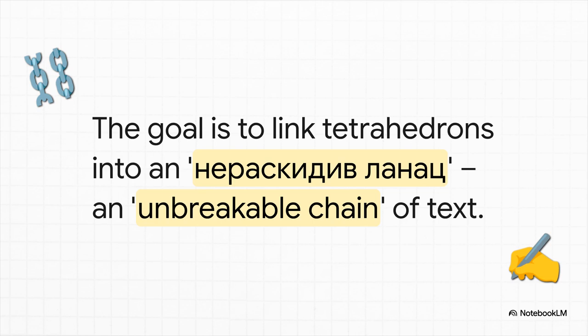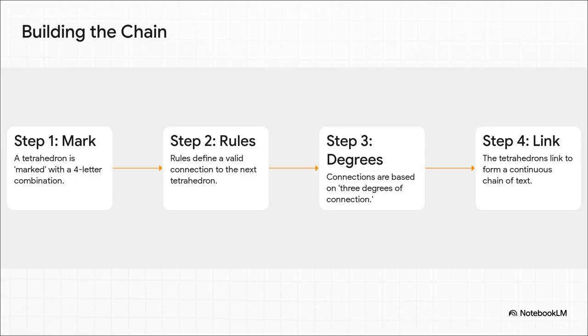Well, the goal here is to create what the source calls an unbreakable chain. The idea is to link these little tetrahedrons together, one after another, to make a continuous, flowing text. And this isn't just random. There's a process. First, each little shape is marked with its 4-letter combo. Then, there's a specific set of rules. They call it 3 degrees of connection that decides which shapes are allowed to connect to each other. So based on these rules, the tetrahedrons link up and they start forming this continuous chain of text. It's almost like they're words snapping together to form a sentence.